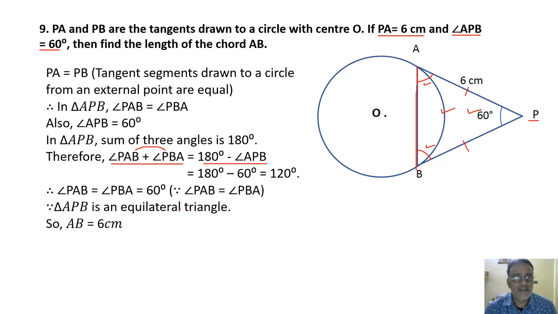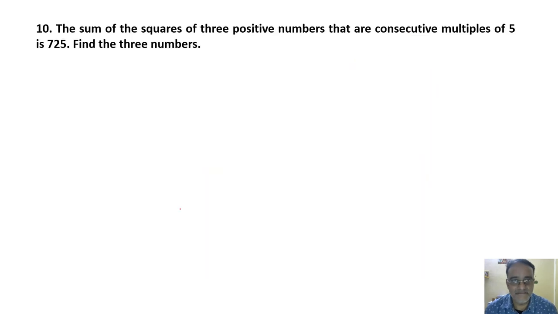Right, so now we are moving toward question number 10. The sum of the squares of three positive numbers that are consecutive multiples of 5 is 725. Find the three numbers. So this question is from quadratic equations. This is a word problem. And I told you that you have to do word problems also. ठीक है? क्योंकि कोई भरोसा नहीं है. Last year भी deleted था, but official sample paper में एक word problem था, boat वाला question.